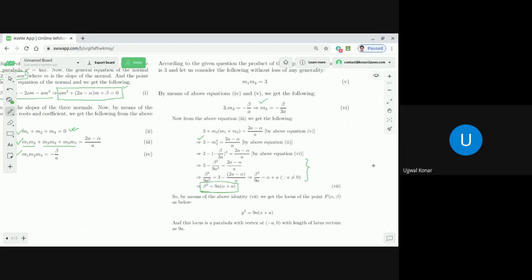And to find the locus, we need to replace alpha by x and beta by y. And eventually we find the locus of the point P is nothing but another parabola whose equation is y square is equal to 9a into x plus a. And this parabola is having a vertex at minus a comma 0, and the length of the Latus rectum is 9a, which is the coefficient of x, as we always know.